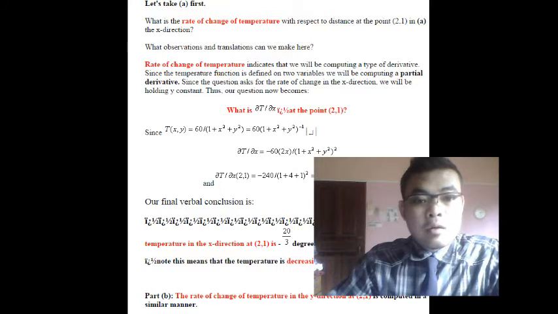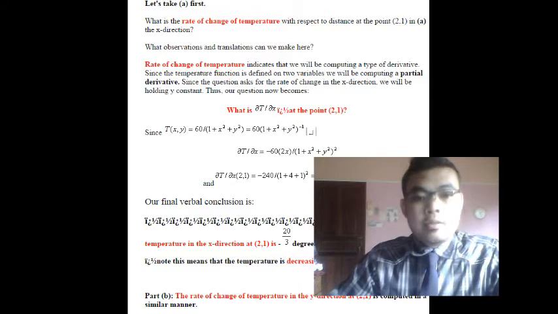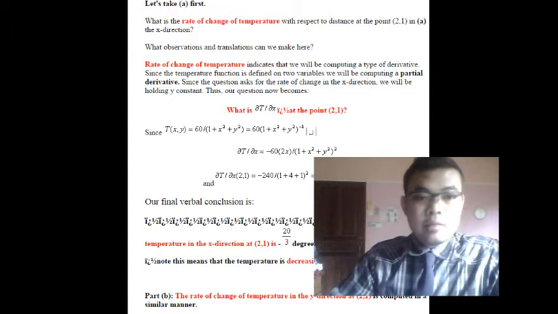Our final verbal conclusion: the rate of change of temperature in the x direction at (2, 1) is negative 20 over 3 degrees per meter. The negative sign means that the temperature is decreasing.